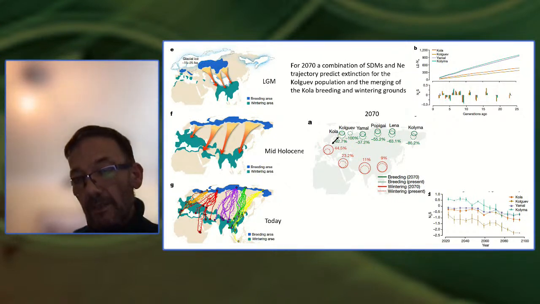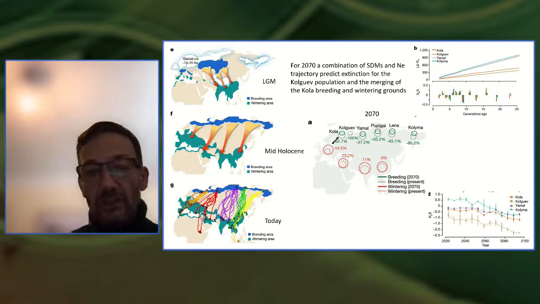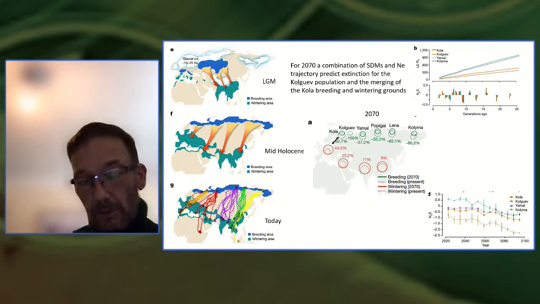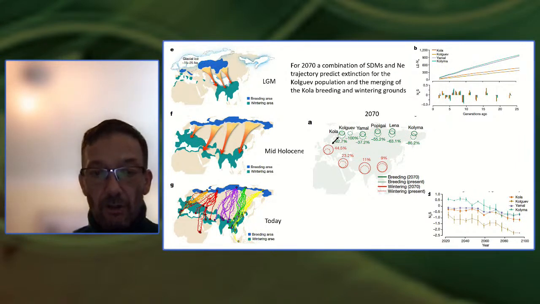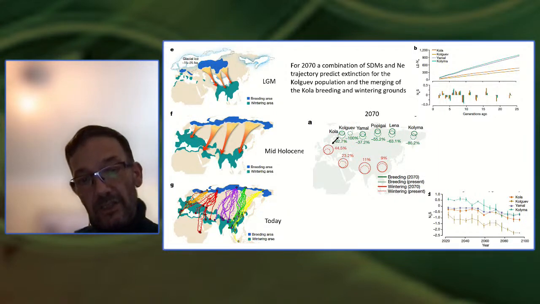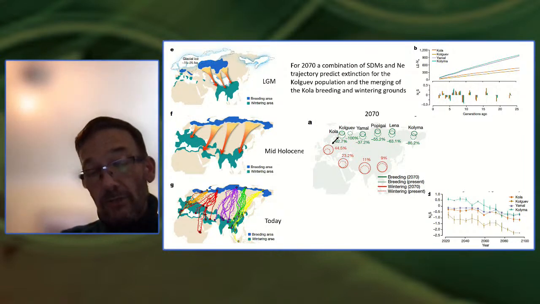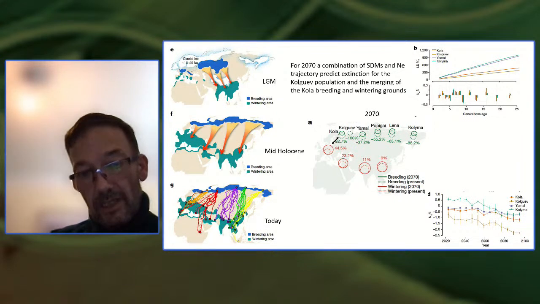But it's not only the effective population size that will go. Actually, some of these breeding sites are predicted to disappear just under standard climate models anyway. So for the population in Kolgwev and Kola, they're predicted to change radically. Kolgwev is predicted to disappear, Kola to move southwards, and then actually to be a coalescence between the summer and wintering grounds for the peregrine falcon in the extreme west of its range, such that the migratory behavior it currently exhibits is likely to disappear. So you can see it's bad news overall for these populations.